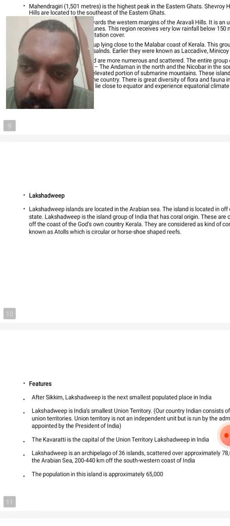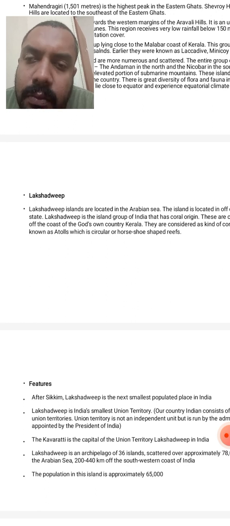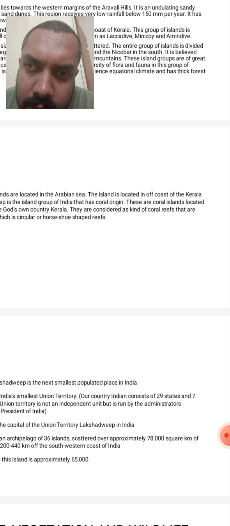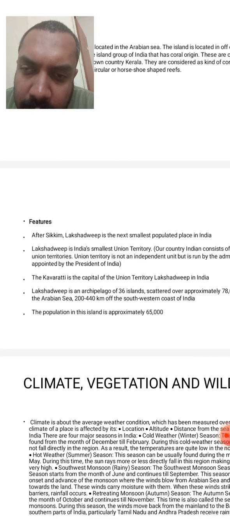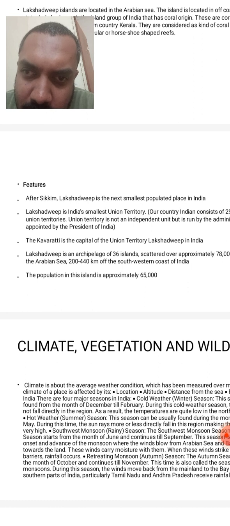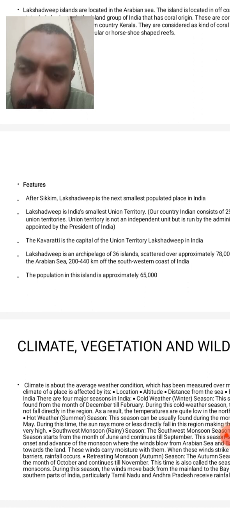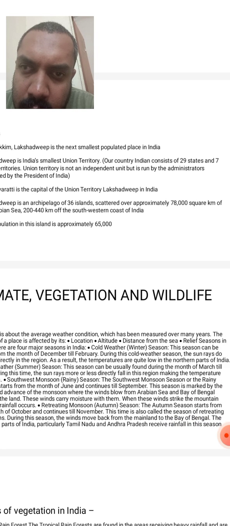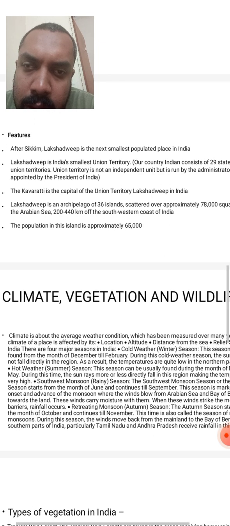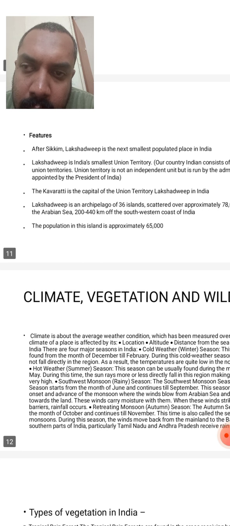Lakshadweep. The Lakshadweep Islands are located in the Arabian Sea. The island is located off the coast of the Kerala state. After Sikkim, Lakshadweep is the next smallest populated place in India. Lakshadweep is India's smallest union territory, and our country consists of 28 states and 8 union territories.